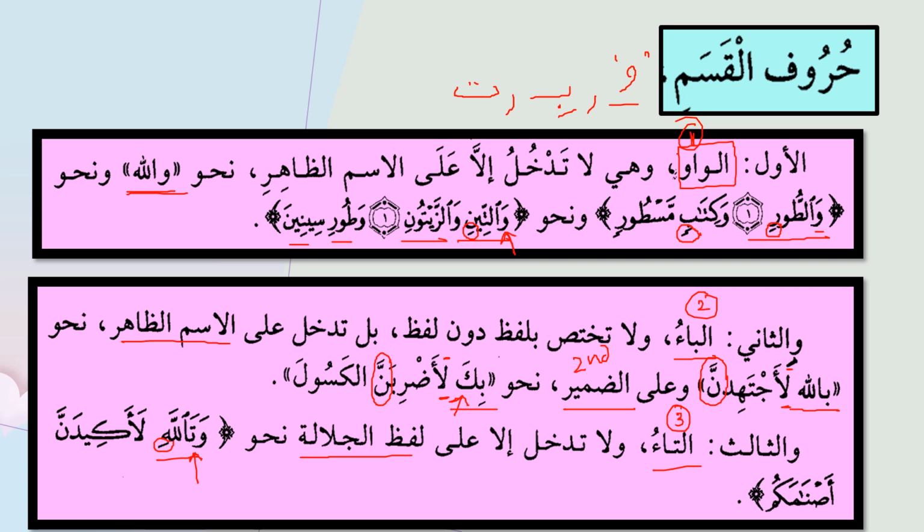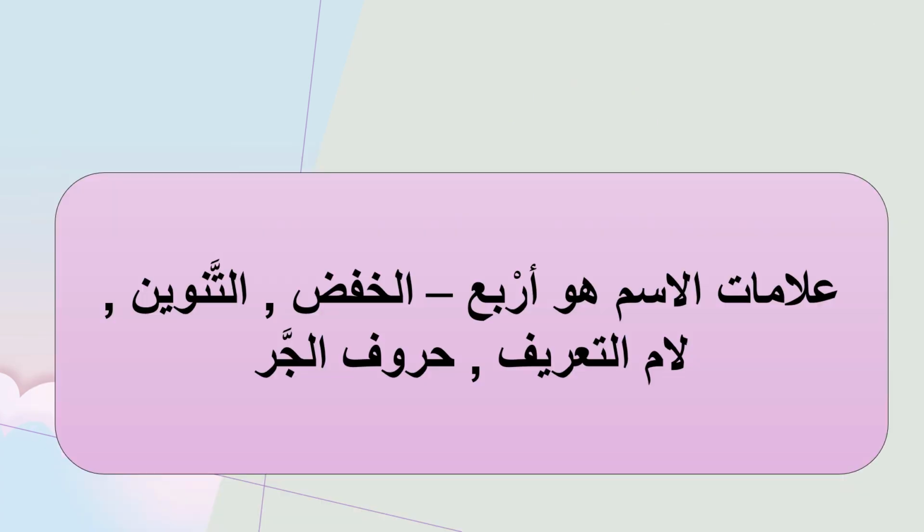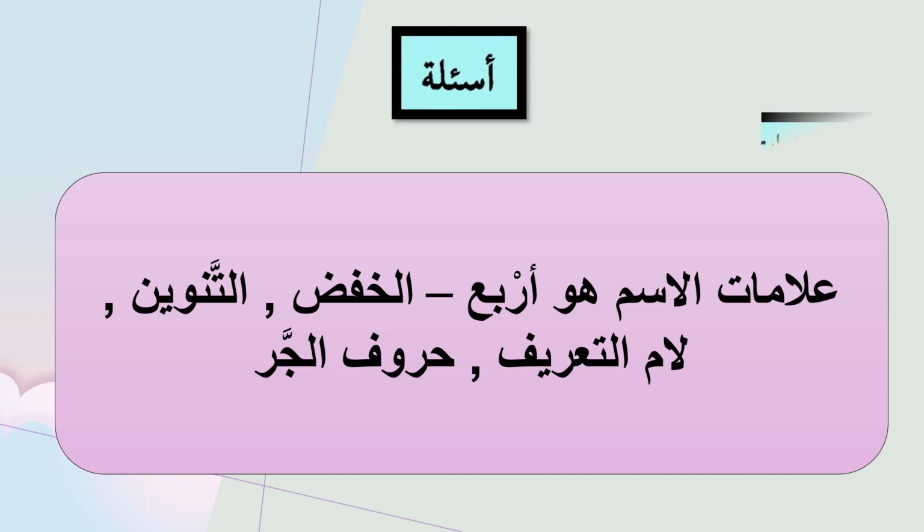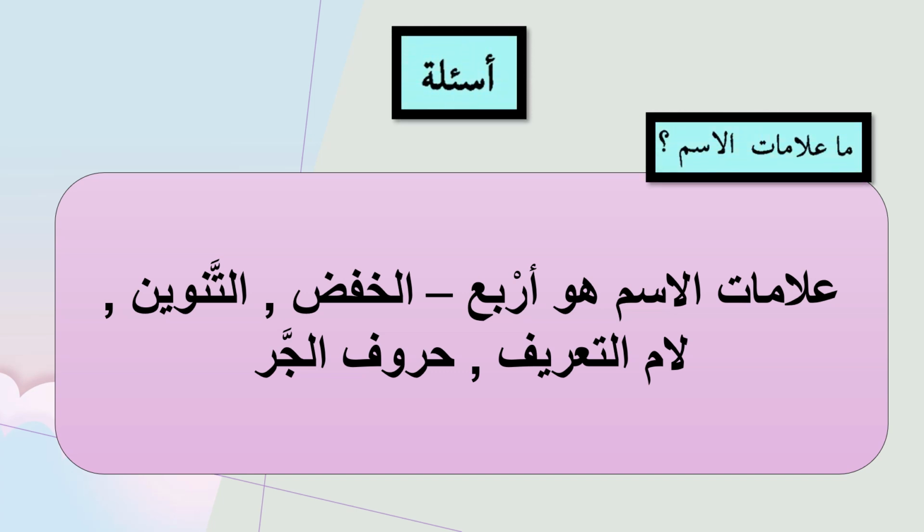So we have in total waw, b, and ta. These are all about huruf al-qasm. Now it's time for some questions. Let's take some questions here. The first question that we are going to do is ma alamat al-ism.